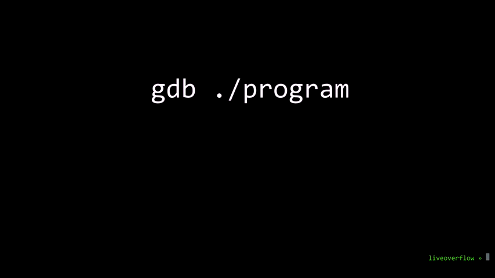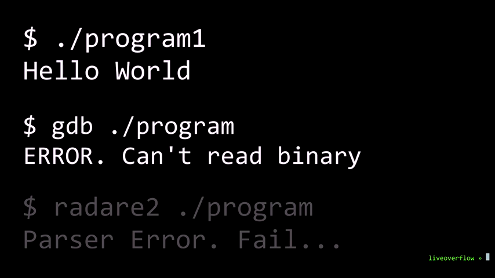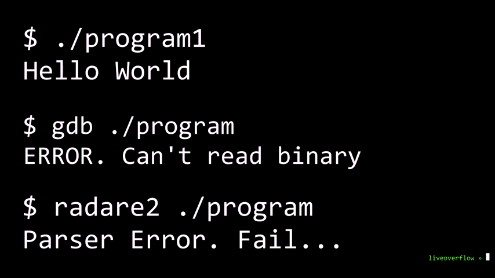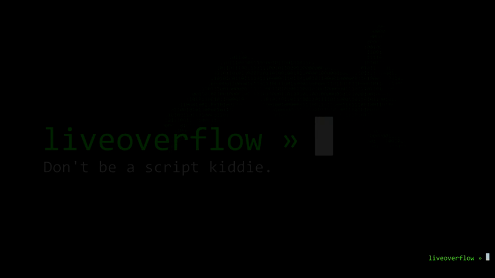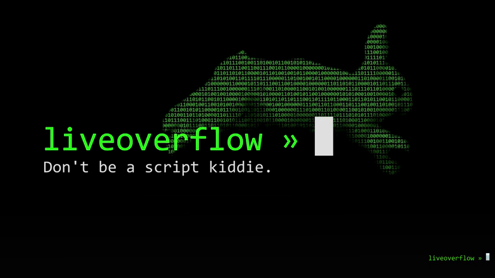But you also realize that a program like GDB has to parse the executable to be able to disassemble and debug it as well. And Radare has to read and parse the executable file to show us stuff. So could you modify the executable in a way that you can still execute it with Linux, but GDB and Radare tell you that something is broken? What we are looking for is a parser differential. We hope that the parser from execve in Linux differs from the GDB parser.